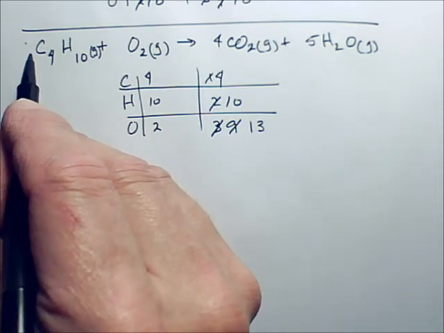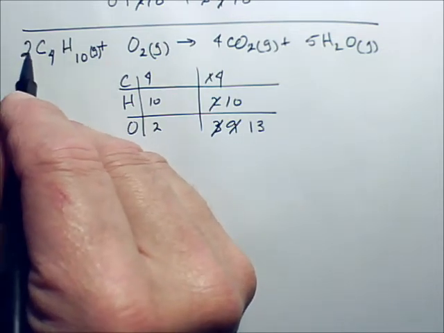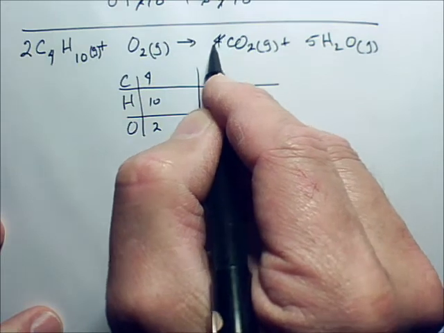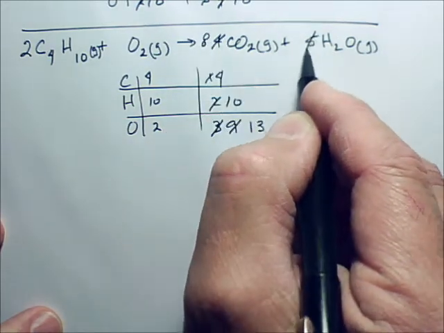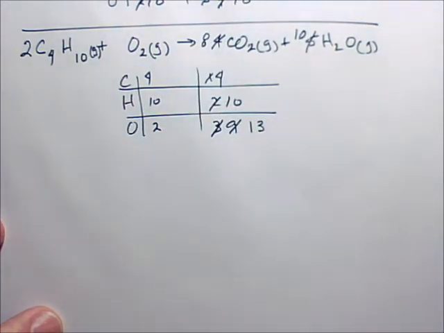Since there's an implied 1 in front of this species, we're going to put a 2 here. Since there's a 4 here, we're going to change that to an 8. Since there's a 5 here, we're going to change that to a 10. We're going to go back and recount everything. This is a 4, by the way, not a 9.